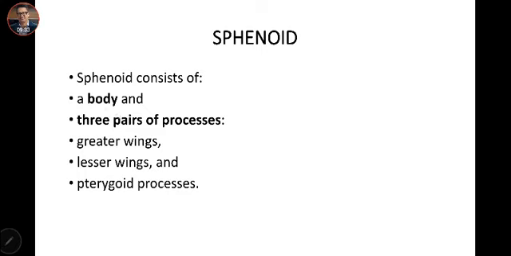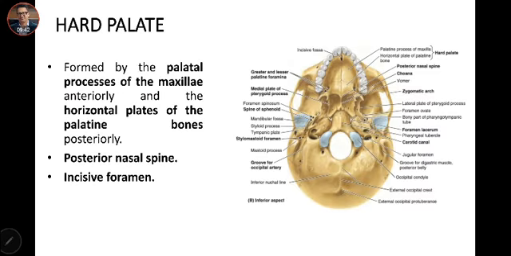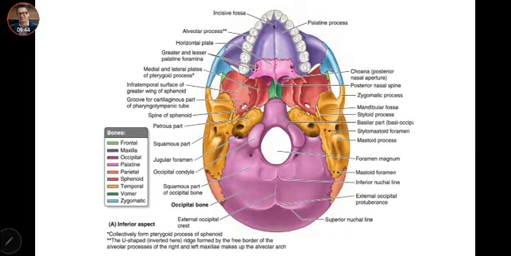So its various parts are a body and three pairs of processes: greater wings, lesser wings, and pterygoid processes. Move to a larger picture. Yes, we see over here. You can see this is the sphenoid, and this is the pterygoid process with medial and lateral pterygoid plates. Here you could see this is the pterygoid process. These are the medial and lateral plates.